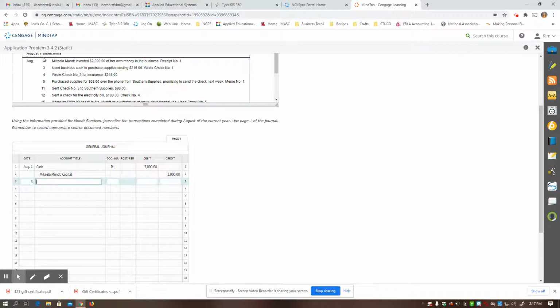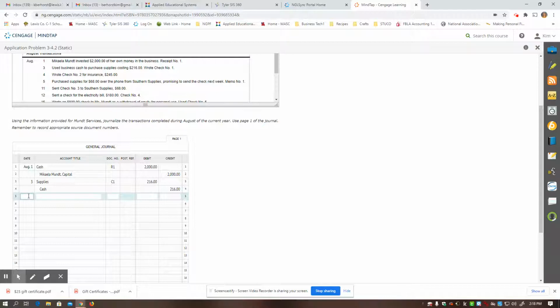August the 3rd. Used business cash to purchase supplies costing $216. Wrote check number 1. Now, so she bought supplies. Supplies are increasing. They are debited then because they're an asset. So we're going to do supplies. We wrote check number 1. That's your document number. And we've got $216. And they used cash to pay that. So we're crediting cash then for $216.